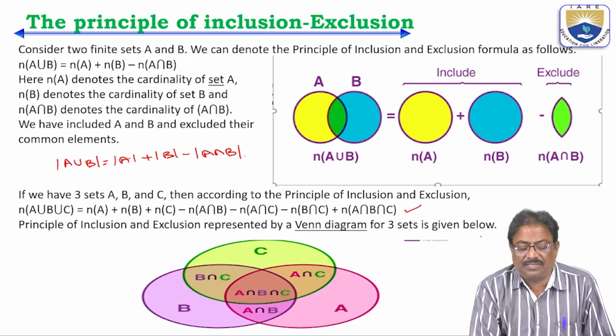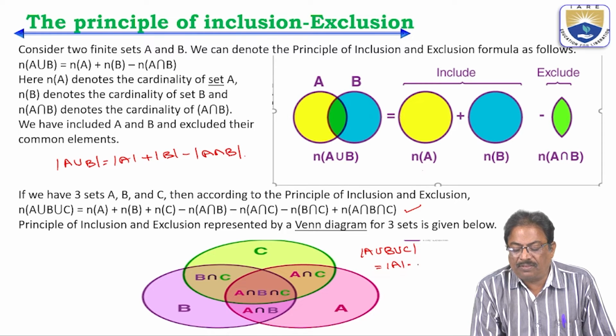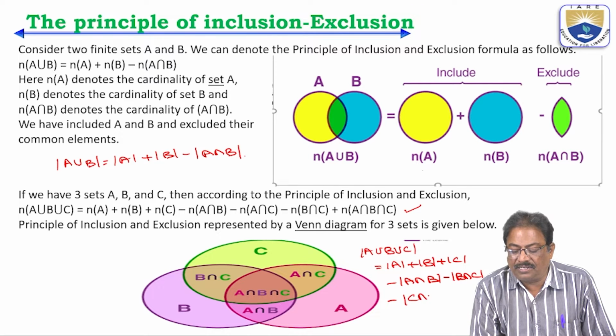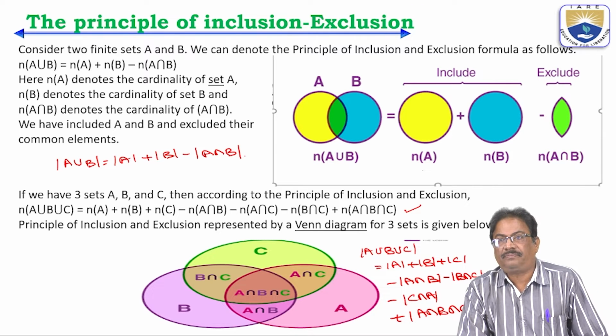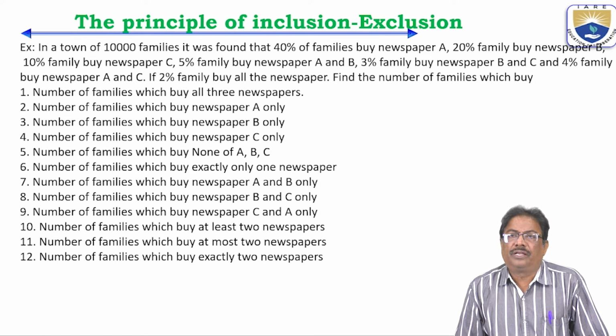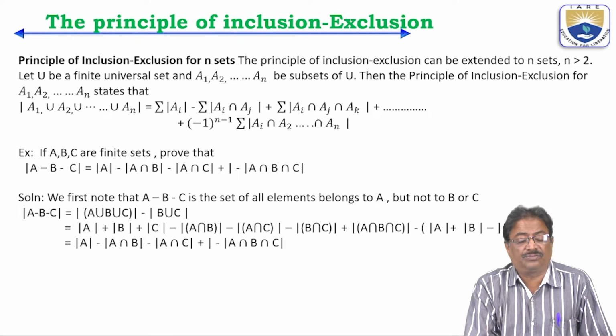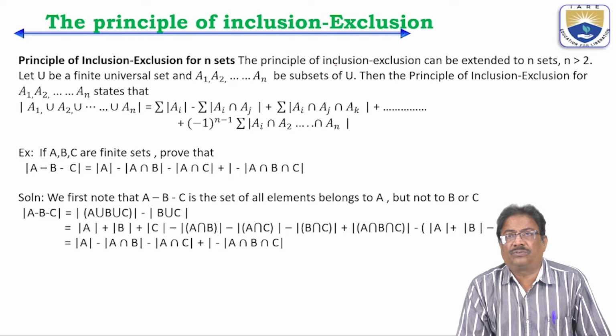So this also we are going to represent in the other way. Cardinality of A union B union C is equal to cardinality of A plus cardinality of B plus cardinality of C minus cardinality of A intersection B minus cardinality of B intersection C minus cardinality of C intersection A plus cardinality of A intersection B intersection C. So in this way also we can represent this principle of inclusion and exclusion. And of course we are going to extend it to n sets.